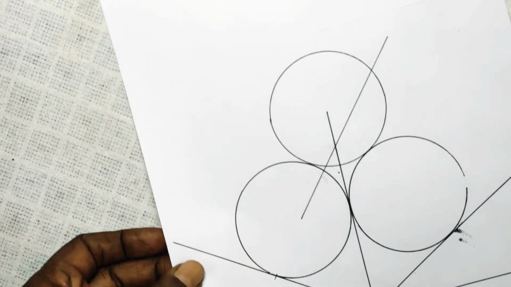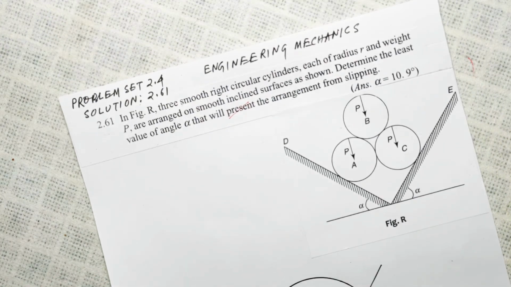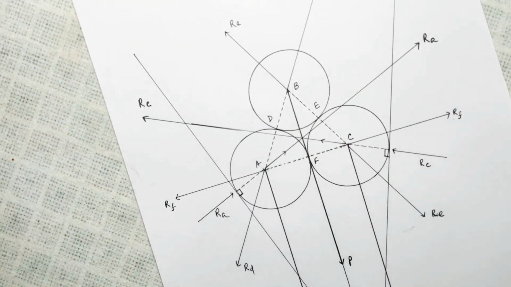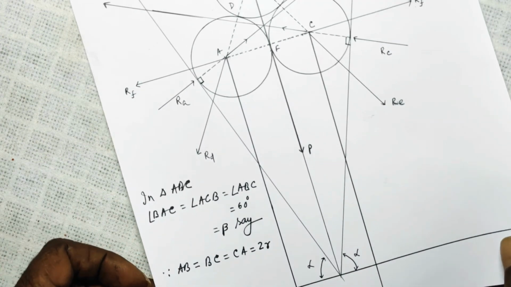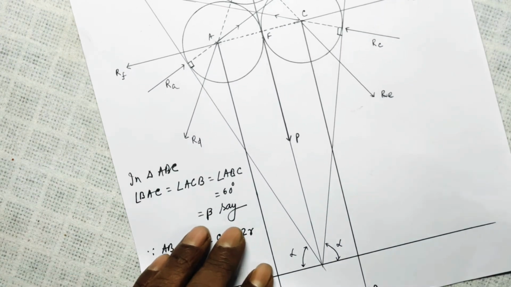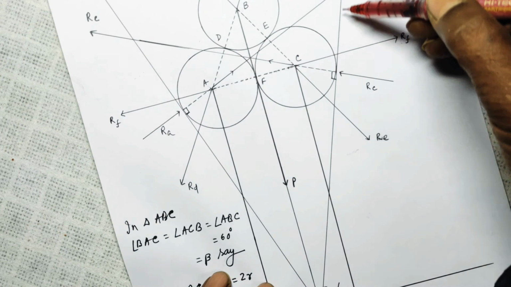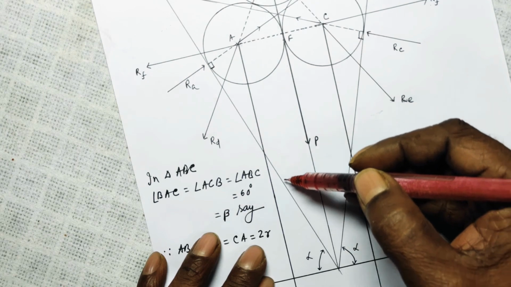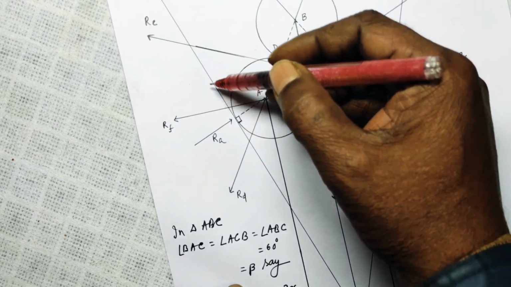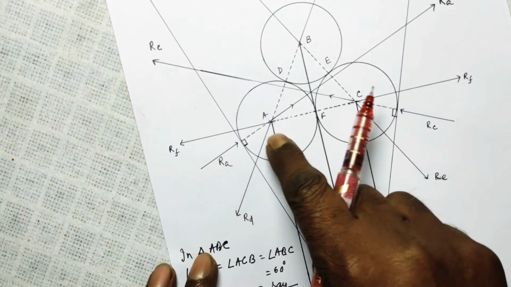So don't look at this diagram. I have redrawn the diagram for you. So now look at the diagram. Very interesting. Let me first explain the diagram. So the two inclined planes here I have shown is this one. This is one inclined plane making angle alpha here with the horizontal, and this is the second one. This is the second inclined plane making angle alpha here with the horizontal, and the three smooth cylinders.